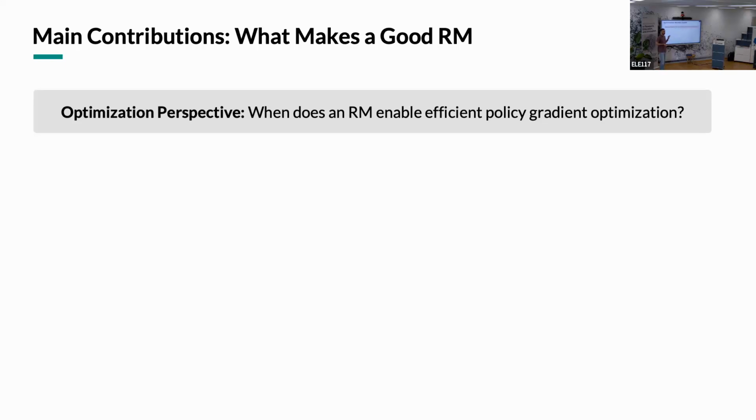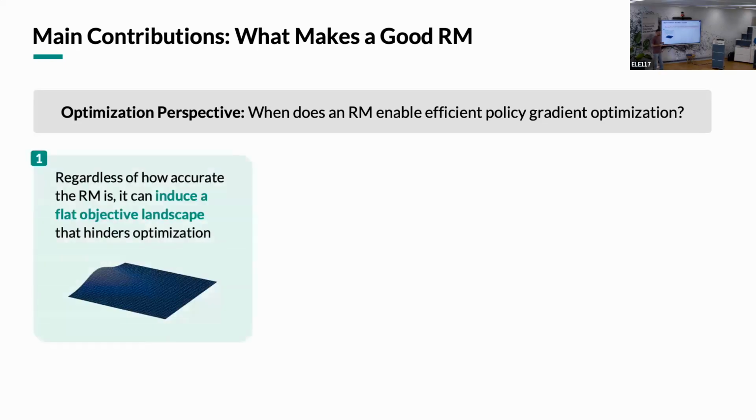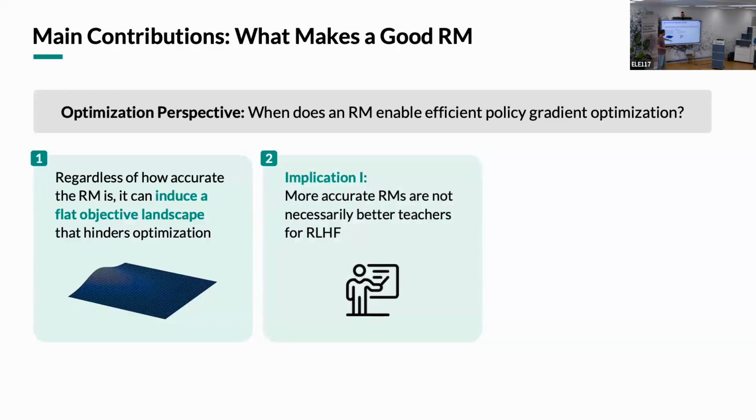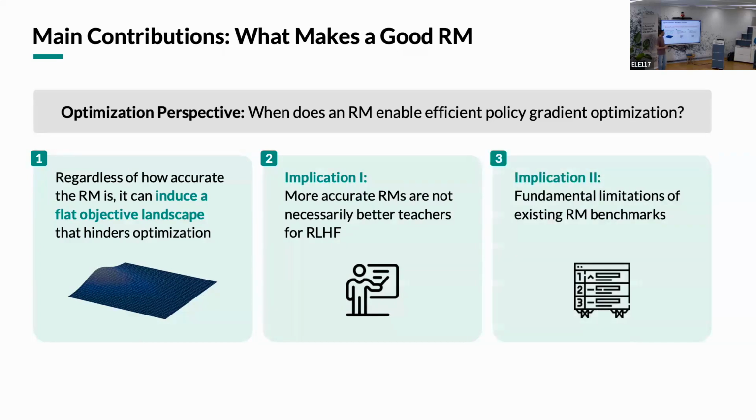And for this part of the talk, we're going to see three main things. The first is that regardless of how accurate the reward model is, even if it is perfectly accurate, it can still lead to a very flat objective landscape that leads to slow optimization. This is going to be a theoretical result, and based on it, we're going to be able to prove that more accurate reward models are indeed not necessarily better teachers. They can lead to slower optimization. And this is something that you also see in practice. And lastly, we're also going to discuss how this sheds light on limitations of existing reward model benchmarks.